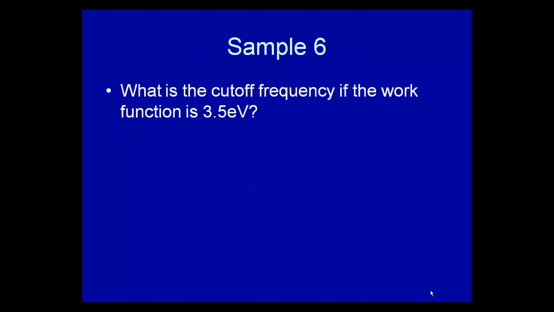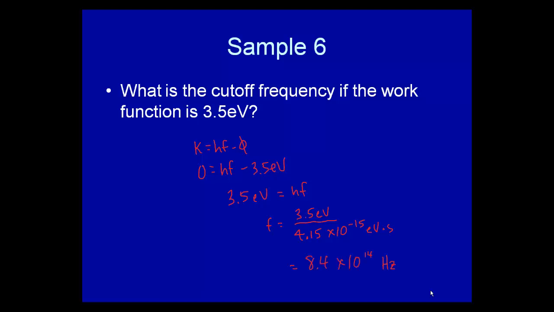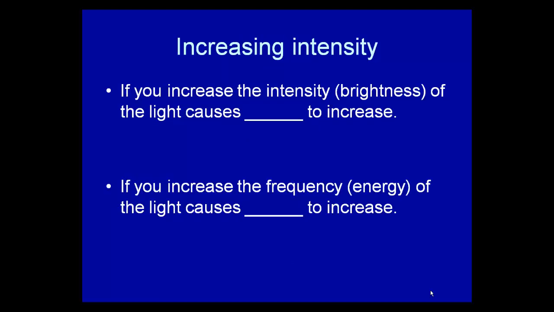What is the cutoff frequency if the work function is 3.5 electron volts? Well, K is equal to hf minus phi, and K is 0. So therefore hf minus 3.5 is equal to 0. So therefore hf is equal to 3.5 electron volts. But I'm looking for f, so now I have to divide by h. Since I'm given electron volts, I use the electron volt value for h. And I get 8.4 times 10 to the 14th hertz. Above that frequency, I get electric current. Below that frequency, I get nothing, not a zip, nil, bupkis.